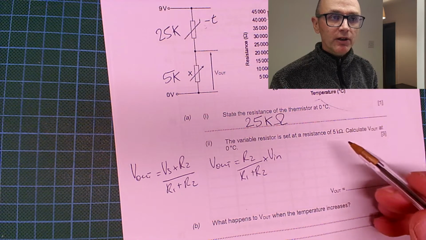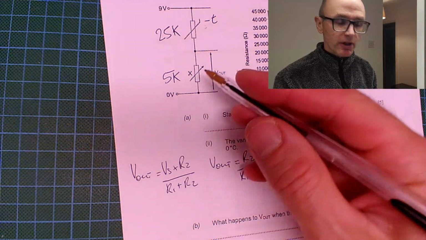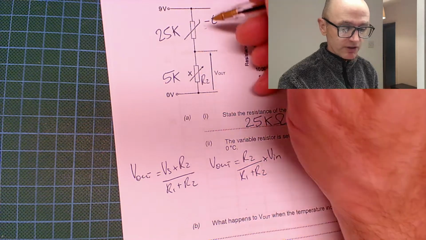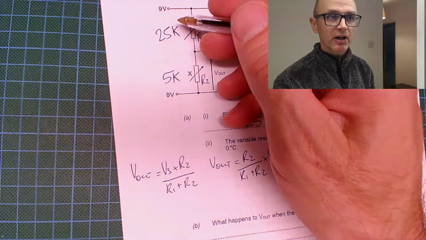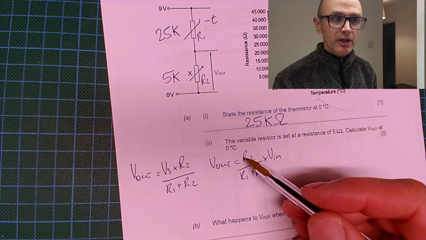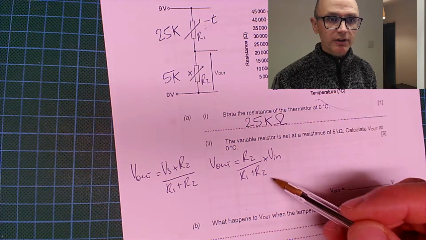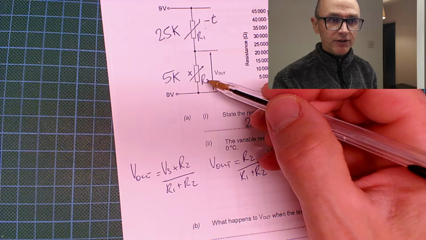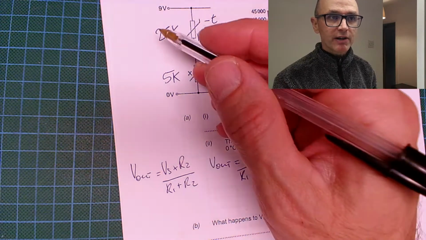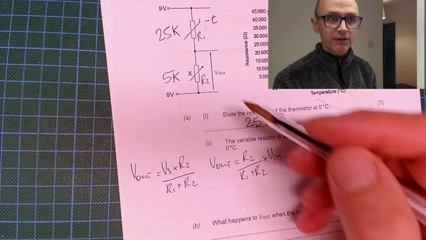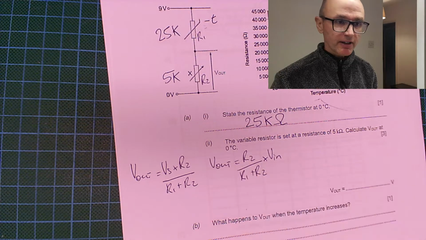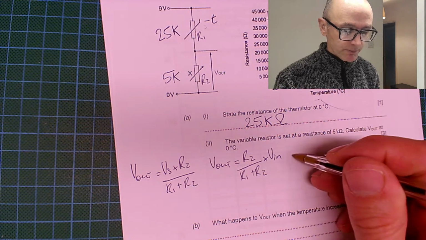Now, what do we know? Well, we know R2. R2 is this bottom one. It's always that way. Okay, so we've got R1 and R2. So we know R2, that's 5k. We know R1, 25k, and we know V in, which is 9 volts, that's the voltage, and then we can calculate V out. So let's do that.